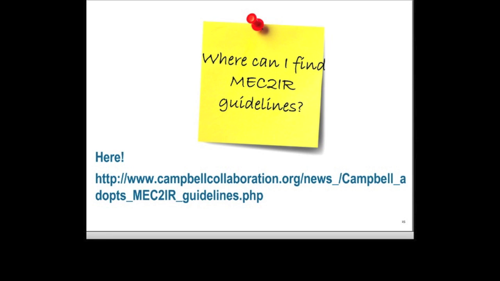The softball question to Emily, as the answer is on the slide: where can I find these new guidelines? All right, my favorite kind of question. Thanks, Sean. Yes, definitely check out the Campbell Collaboration website. We have the MEC2IR guidelines documents, and there you can find the two documents, one which outlines the expectations for the conduct of Campbell Collaboration Intervention Reviews, and the second which outlines the expectations for the reporting of Campbell Collaboration Intervention Reviews. So we encourage all of our author teams and anyone interested in systematic reviewing or meta-analysis to download those documents and check them out today.